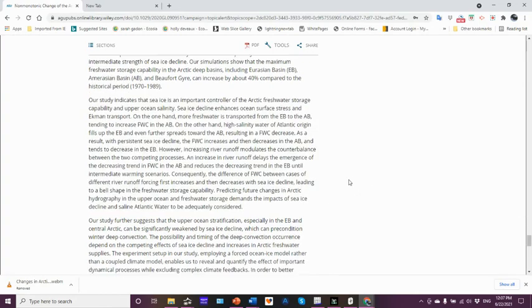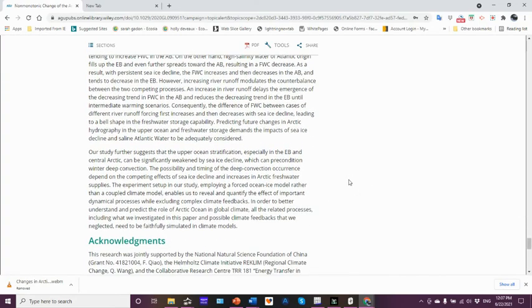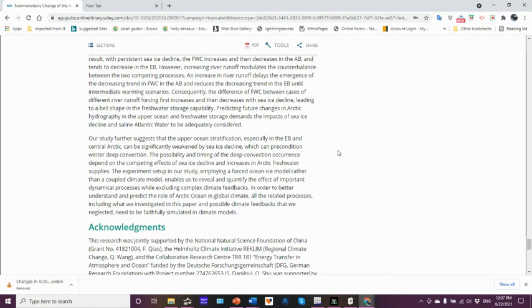So they go on to say that this is something that needs to get a better handle on, and further research is needed. So they suggest that the upper ocean stratification can be significantly strengthened by sea ice decline, along with the riverine input and the freshwater that accumulates, and the freshwater stays there, which can precondition winter deep convection. If you have this layer of fresh water on the top, you're not going to get that vertical mixing. You're not going to get that convection, or what we sometimes call ventilation.